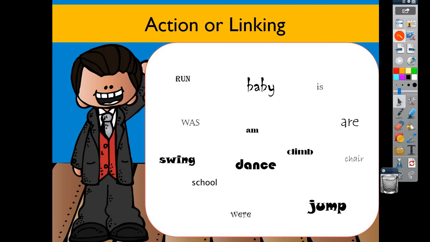Be really careful on this, okay? Because I stuck some words in here that aren't even verbs. I did. I'm trying to trick you, so don't let me trick you. There are a few words on this list that are not even verbs. They're not action verbs. They're not linking verbs. They're actually nouns. Remember nouns, people, places, and things? So don't let me trick you. Don't put them on the list because they're not action or linking, okay?